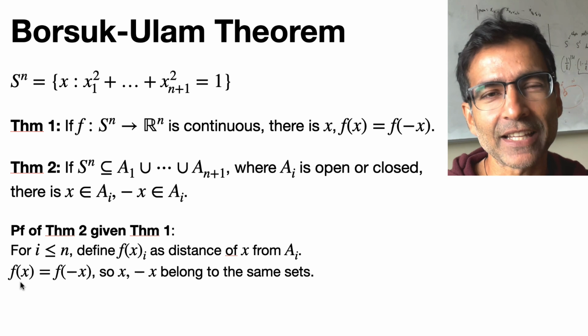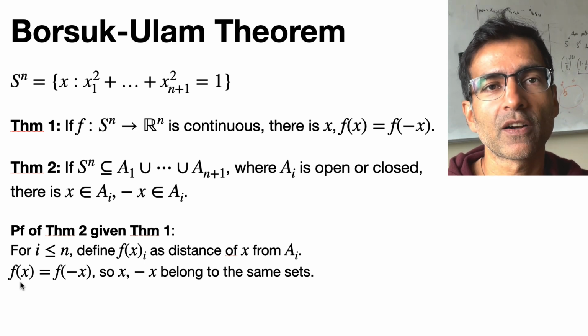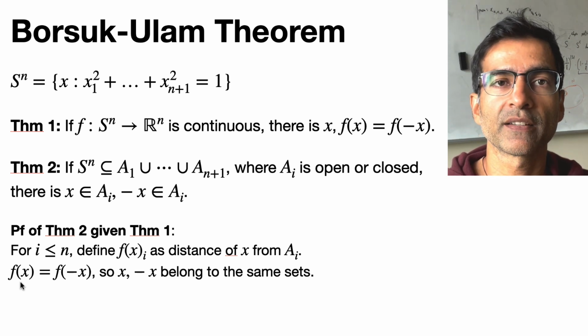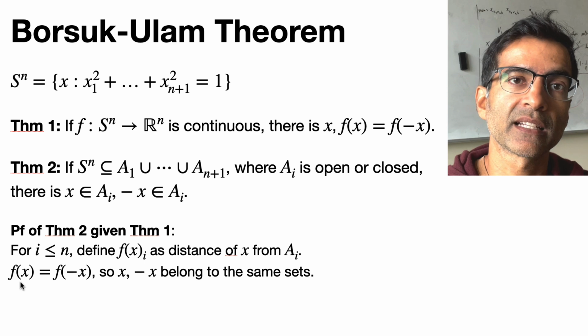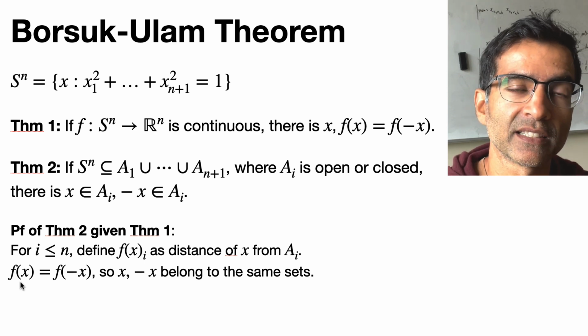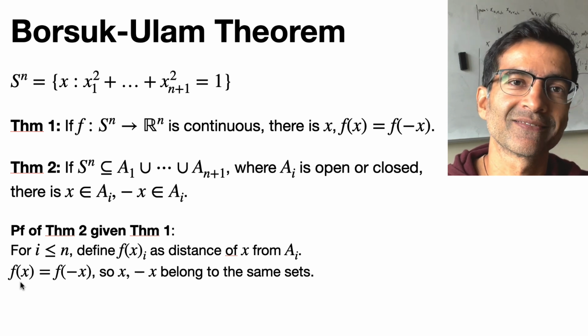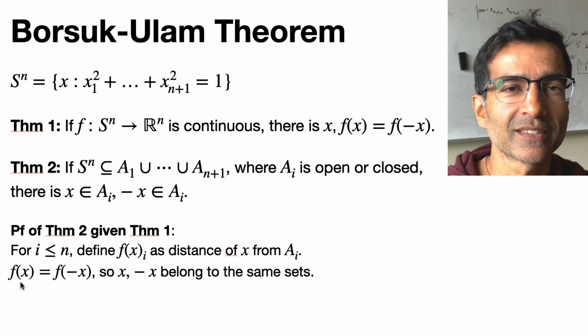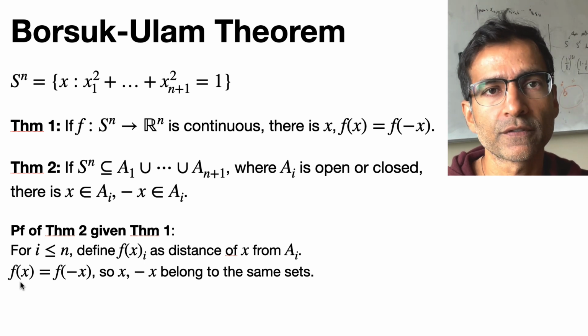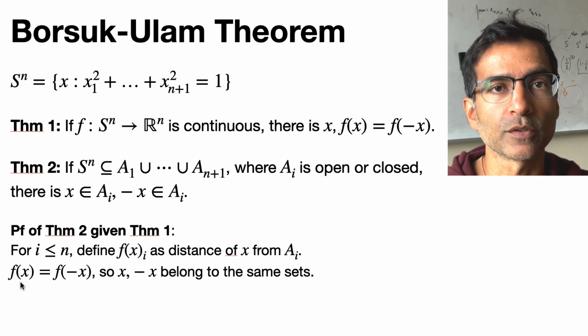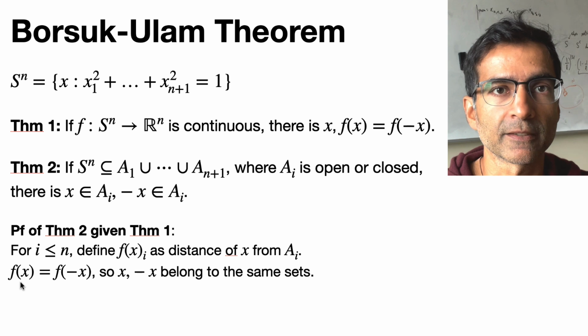Okay. Now that's not quite a proof, because it's possible to have 0 distance from a set and still not belong to the set, if that set is open. So this is not exactly a full proof, but it can be turned into a full proof, and I'll leave out the details here.